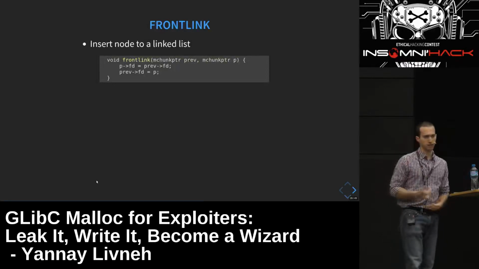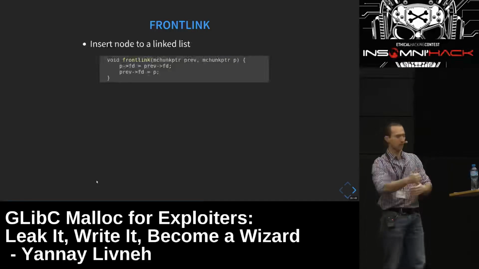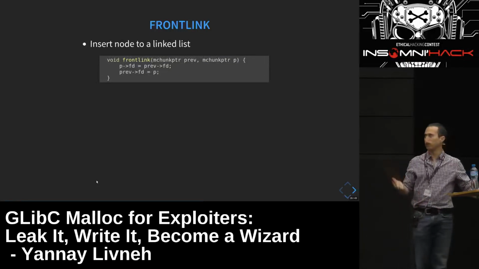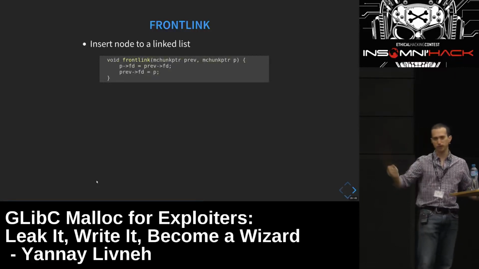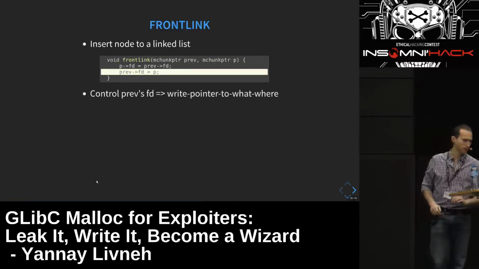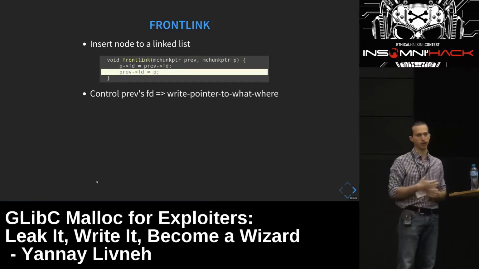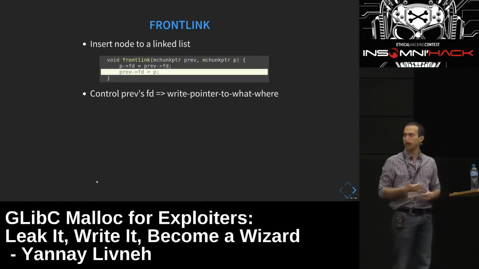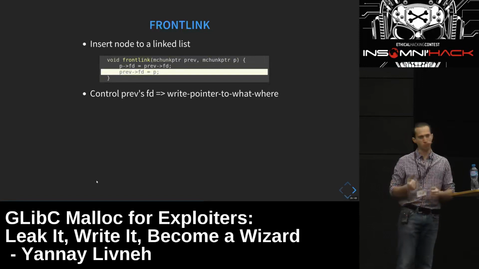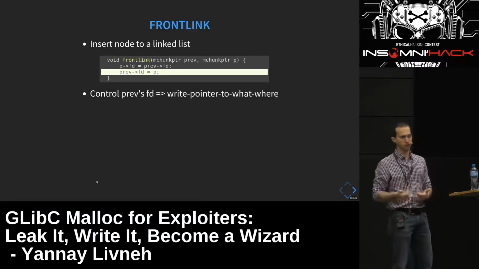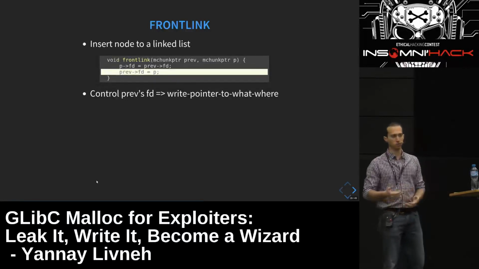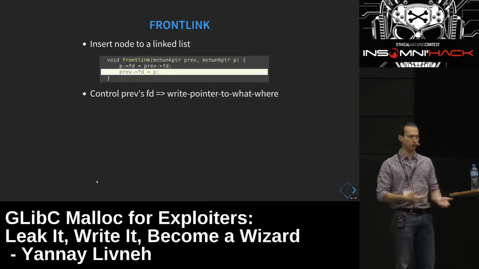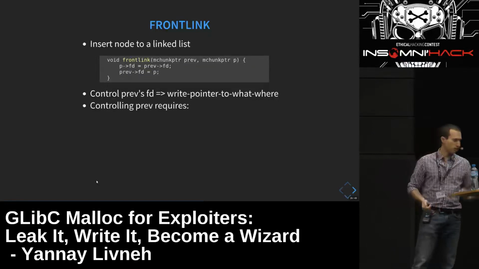Let's look at list insertions. When freeing a chunk, we're inserting into a list. This is a very simple code for list insertion. You're inserting P right after the prev node, the prev link. And if you control this prev chunk's FD pointer, you basically have a write pointer to what where. P is a chunk you're inserting into the free list, so it points to user data. It was just freed, it just held user data. And since the attacker controls the FD, because they have a use after free or buffer overflow, they can just write this pointer wherever they want, which is nice.